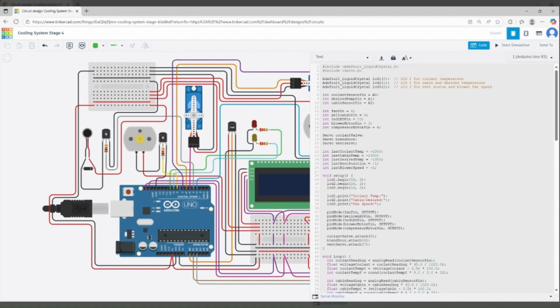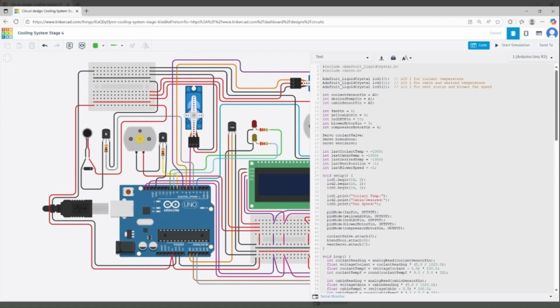The code begins by reading the cabin and desired temperatures, then calculates the difference between them to determine whether heating, cooling, or neutral airflow is needed. Based on the difference, the system adjusts the blower motor speed using PWM and sets the positions of the blendDoor and the vent actuators using Servo.h.